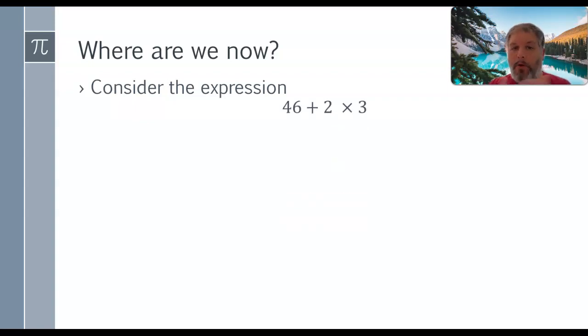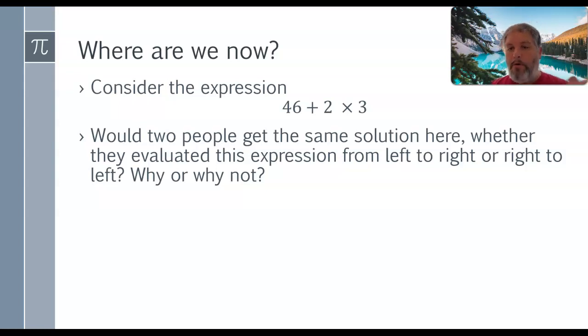For instance, suppose we had the expression 46 plus 2 times 3. Would it make a difference if two people were to approach this problem in entirely different directions? So suppose person 1 elected to add 46 and 2 first, and then multiply that sum by 3, while person 2 approached the problem in a right to left fashion and decided to multiply 2 by 3 first, and then add that product to 46. Are both individuals going to find the same solution here? If they do, why? If they don't, why?